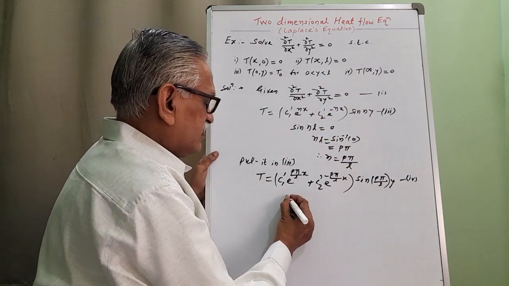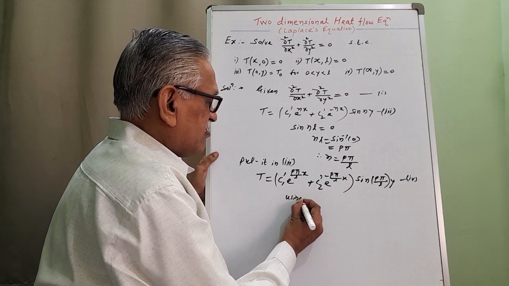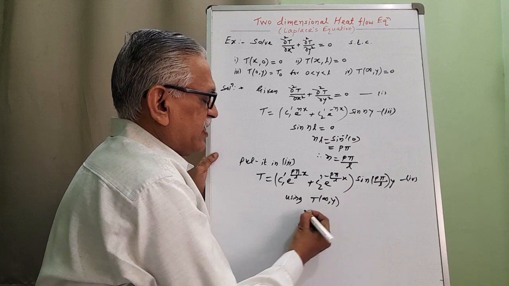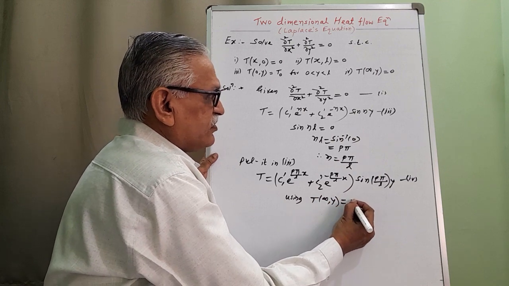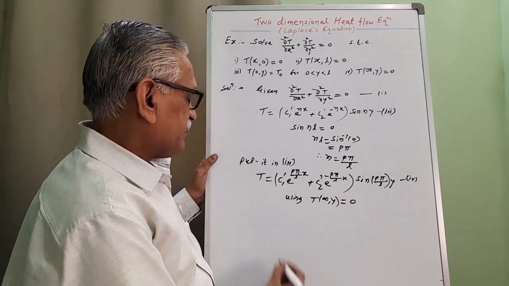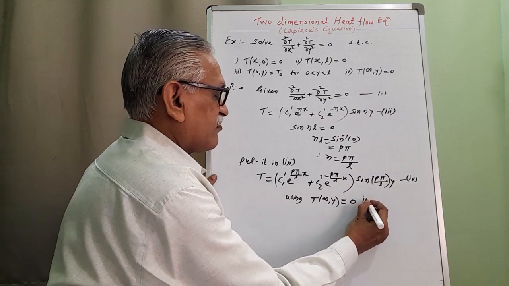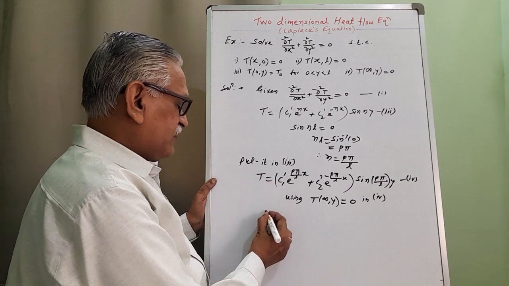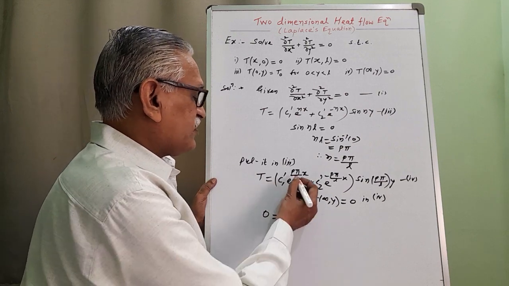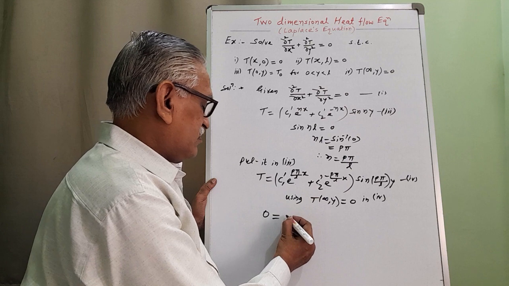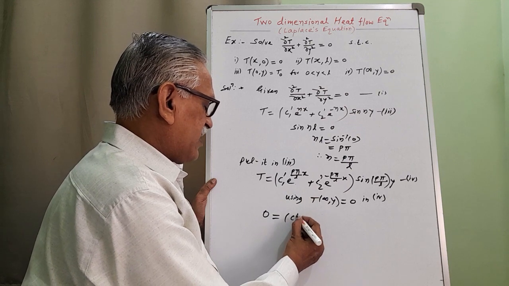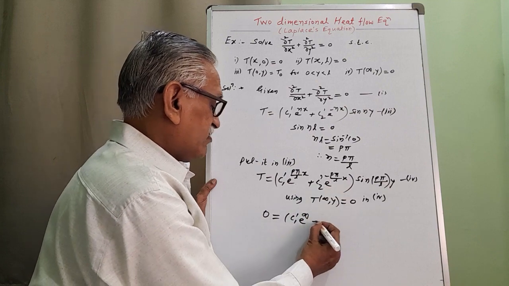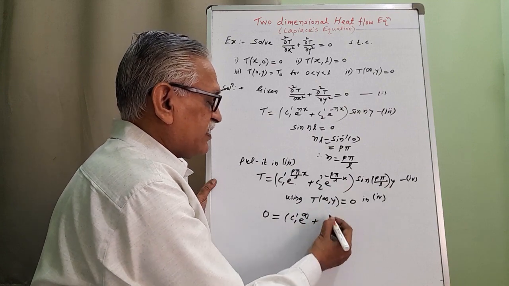Then using condition T(infinity, y) = 0, which means when x is infinity, the value of T is 0, we get: therefore left hand side is 0, right hand side becomes c1' e raised to infinity plus c2' e raised to minus infinity.